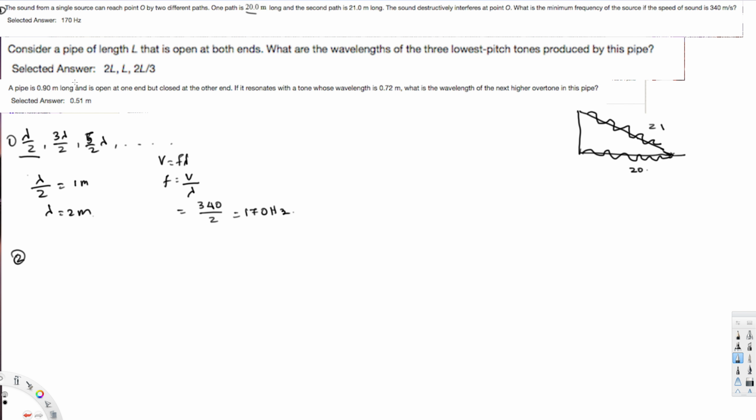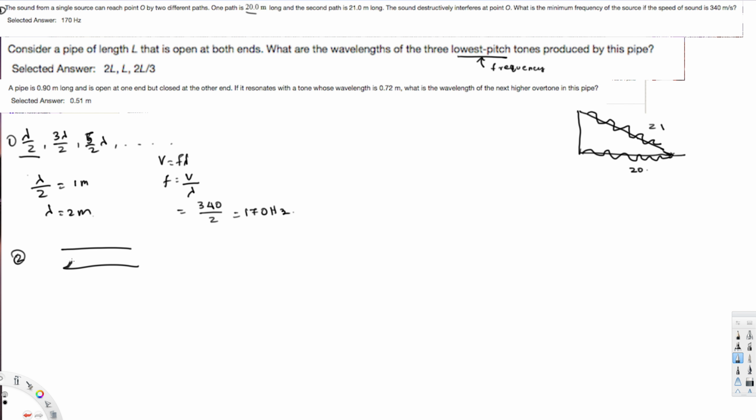The second question is asking: consider a pipe of length L that is open at both ends. What are the wavelengths of the three lowest pitch tones produced by this pipe? So, lowest pitch. When will the lowest pitch occur? Lowest pitch occurs when the frequency is low. We have to know that the frequency is determined by the antinodes.